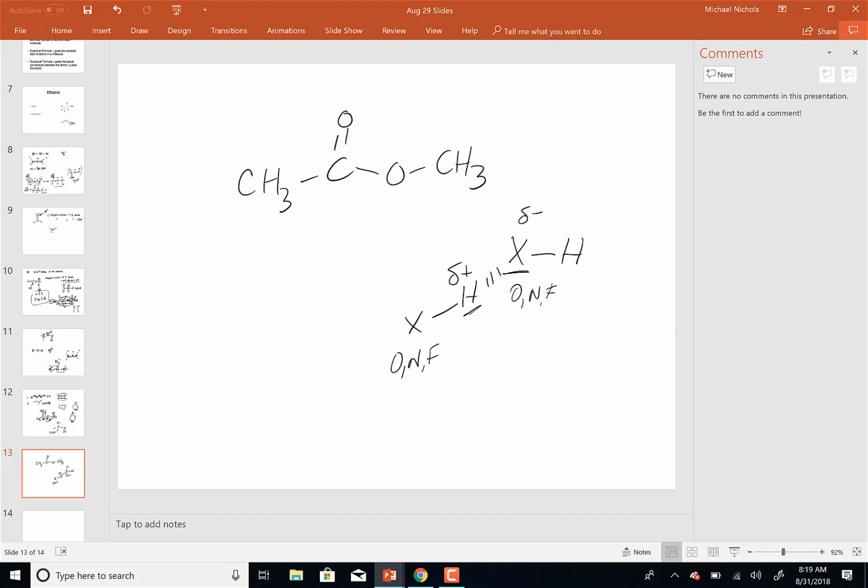So in this molecule, the only hydrogens are attached to carbon, and carbon is not one of those 3. So in this molecule, there's no OH to hydrogen bond. And even if there was, it could only be attracted to another OH hydrogen, not a CH. So this one does not have a hydrogen bond. All it's got is dipole-dipole. Does that make sense?